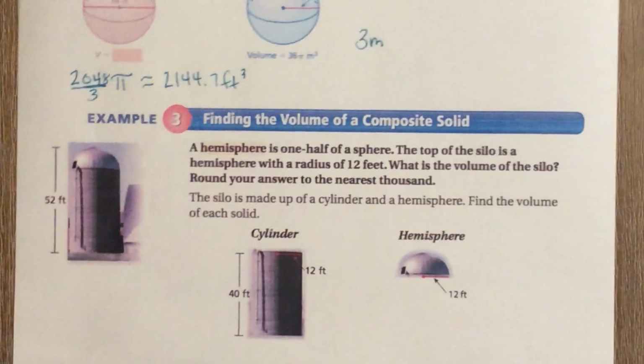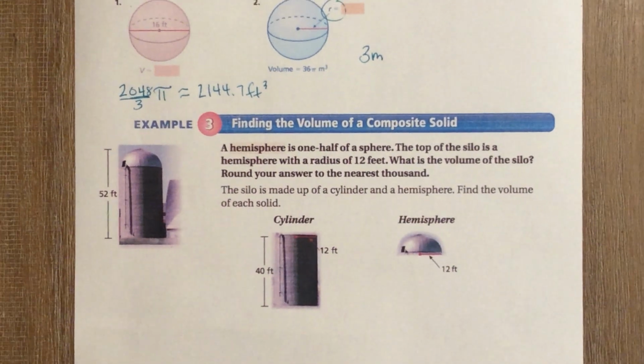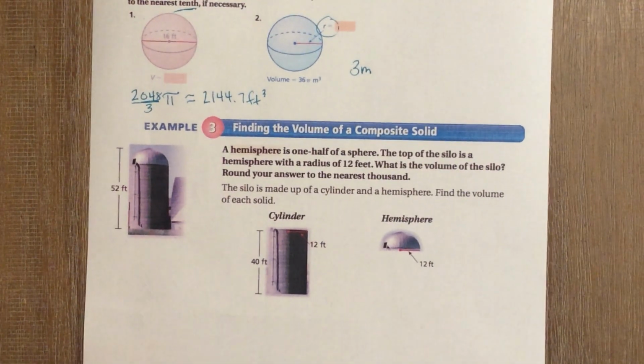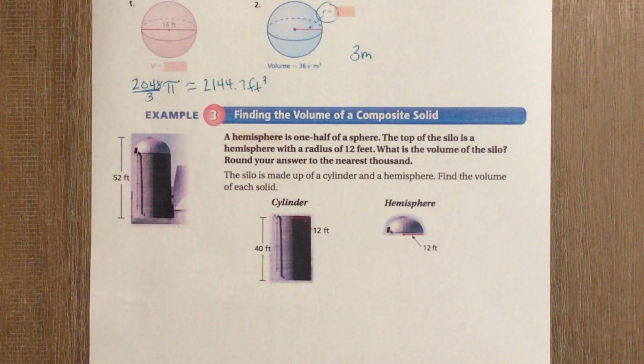Alrighty, let's go to example 3, which, you know, we worked with this kind of stuff before. This is just a composite solid. That means it's a solid made out of more than one shape. So just like a semicircle is half a circle, a hemisphere is half of a sphere, just like you guys know we live in the northern hemisphere. All right, so it says a hemisphere is 1/2 of a sphere.